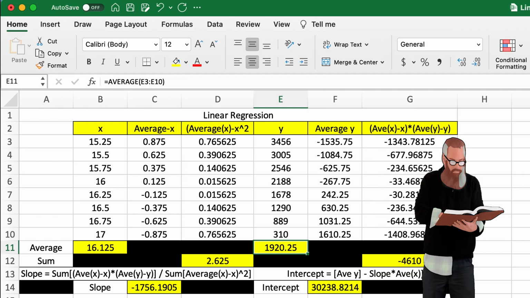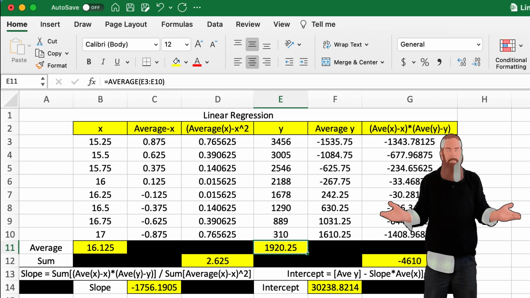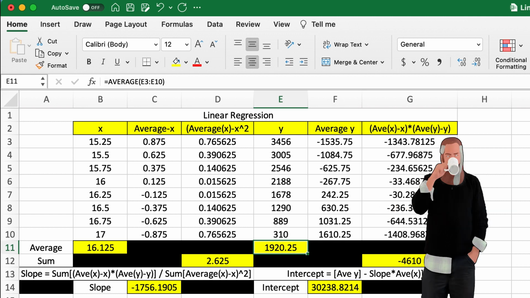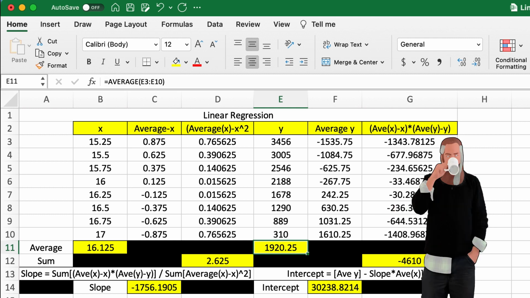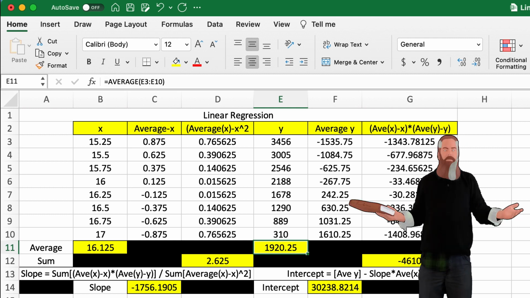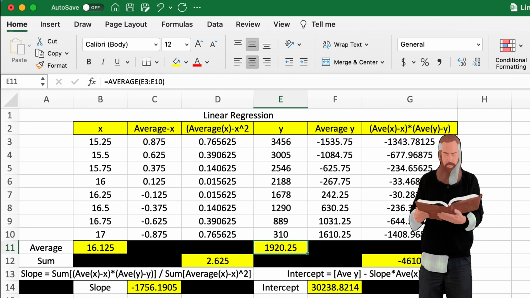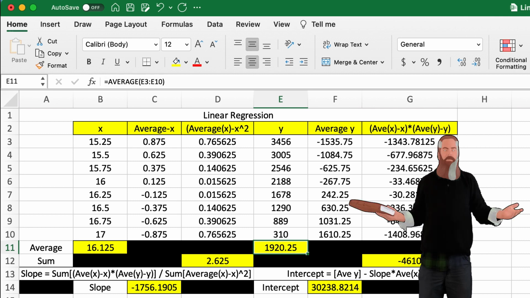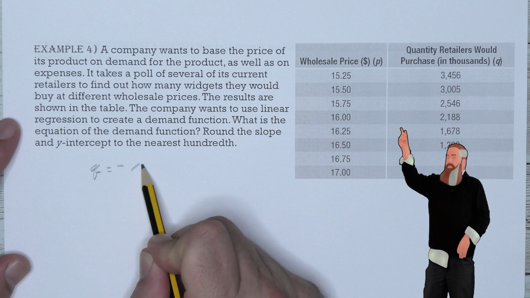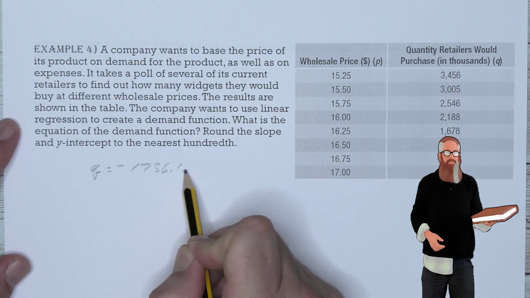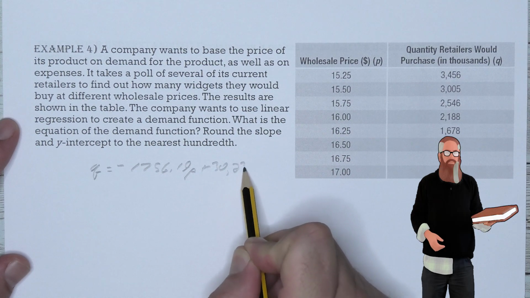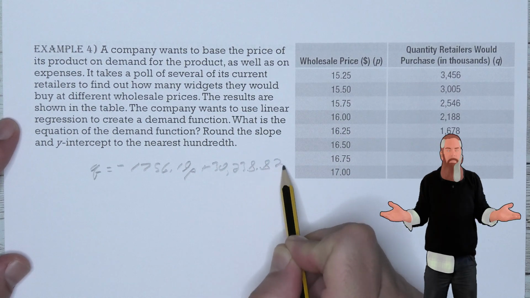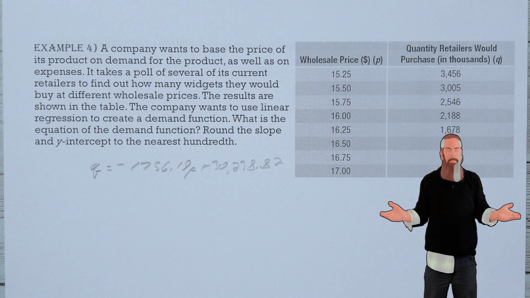Now you can use a linear regression feature on a graphing calculator to find the equation. We have also done this previously in this course and have a spreadsheet for it. So that's what I did. I went to the spreadsheet, I put in all of the x values, all of the y values, so that it can spit this answer out to me. So we get Q is negative 1756.19p plus 30,238.82. This represents the demand function.